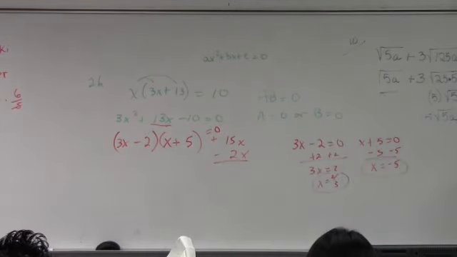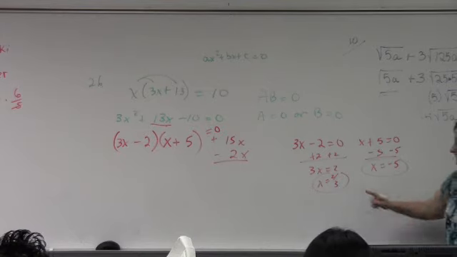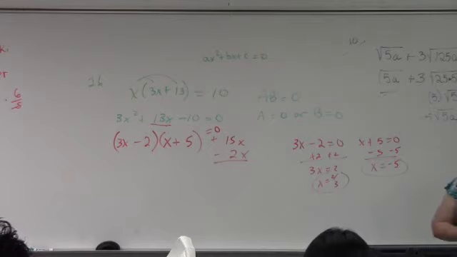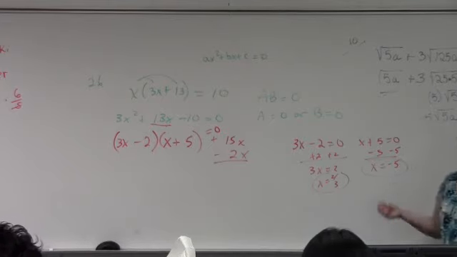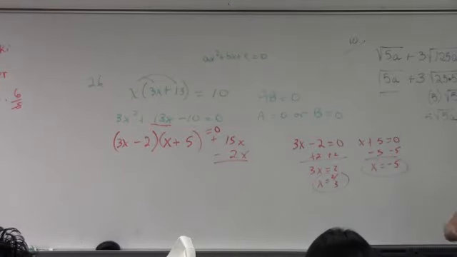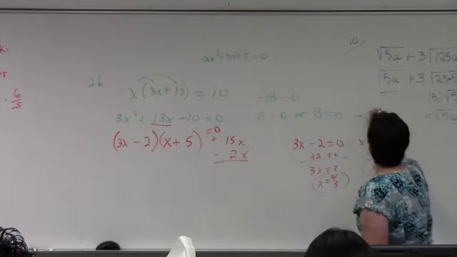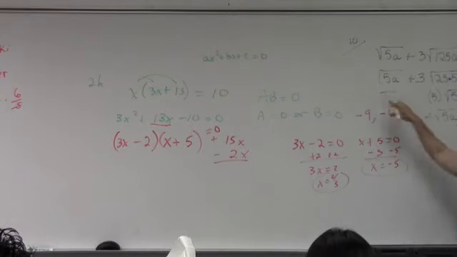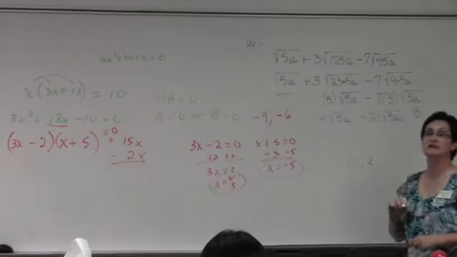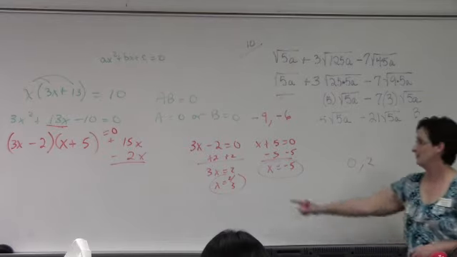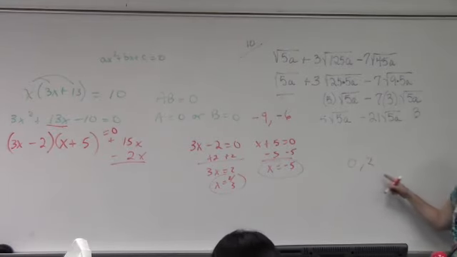All right, so we have two solutions. We have negative 5 and positive 2/3. Now, I want to warn you about how they're going to ask you this question. They may say one of the solutions is between. They're going to give you an interval. For instance, if I said between negative 9 and negative 6, is one of these in between here? No. If I said between 0 and 2, is one of these between there? Yes. 2/3 is between 0 and 2.